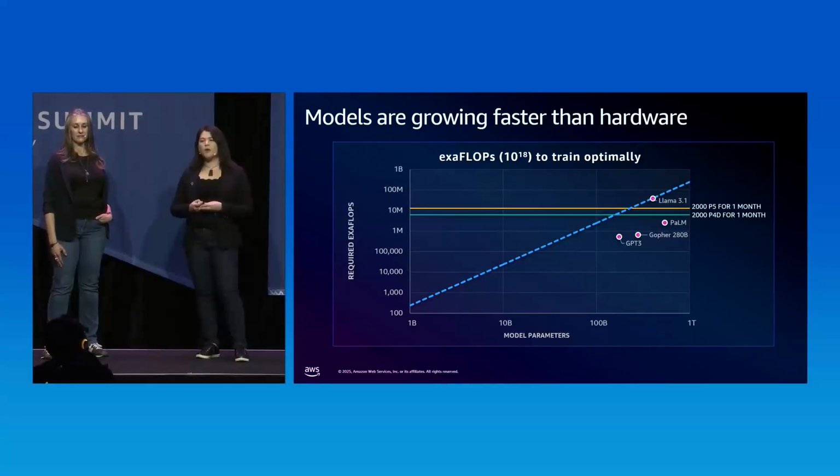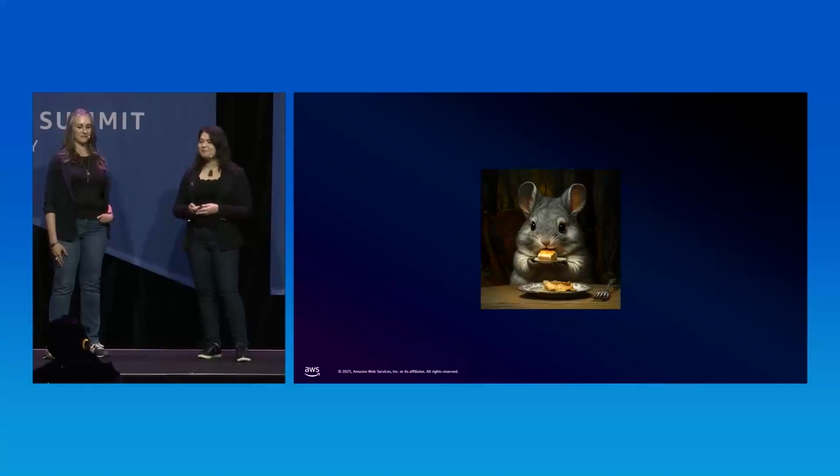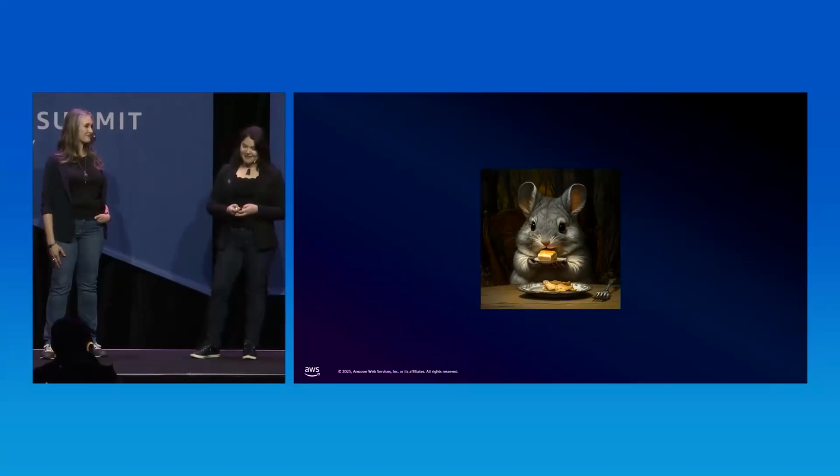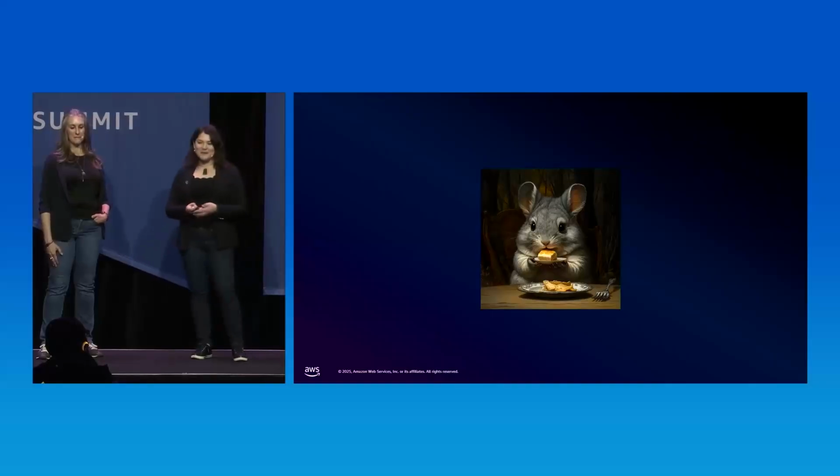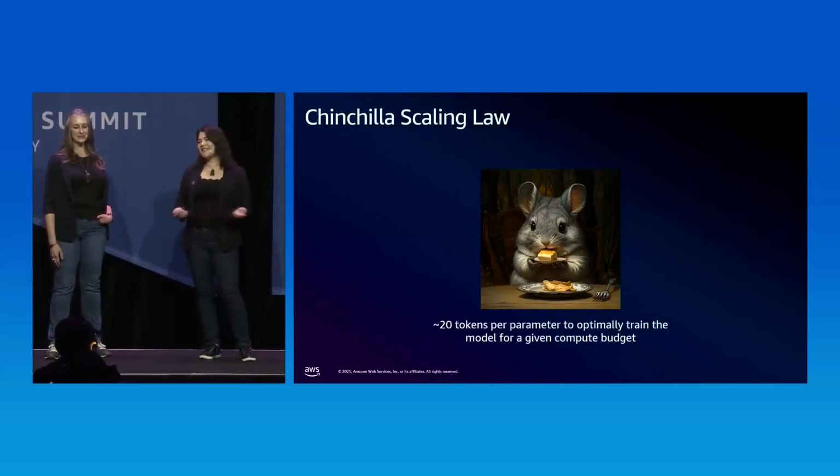But when you're building a model, one thing that's really important to be able to do is actually approximate the amount of compute that's required to build a model of a given size. And to do that, we're actually going to do it using one of these. So the chinchilla has the densest fur of all terrestrial mammals, and it turns out that it also has a scaling law named after it. So this is the chinchilla scaling law.